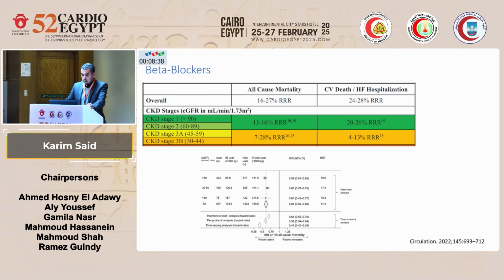For example, in beta blockers, as we can see here, patients with stage 1, 2, and 3 had the same relative risk reduction in terms of all-cause mortality, death, and heart failure hospitalization. But actually, the relative risk reduction is lower when compared to those with non-CKD. But the absolute risk reduction is higher because those patients are at increased risk. So the number needed to treat to prevent a harmful effect among CKD patients is lower compared to non-CKD patients.